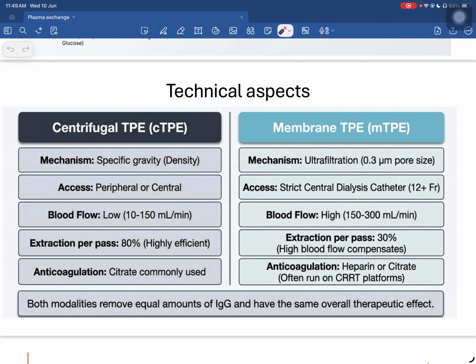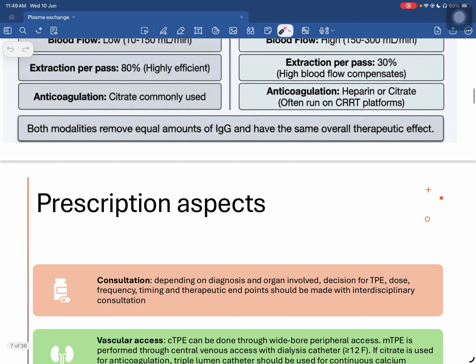Another thing that has to be kept in mind is the per pass extraction in case of membrane TPE is lesser. That is, it is 30%. So if you look at it in that way, it has lesser efficiency, but at the end of the day there is a higher blood flow, so this eventually gets compensated. And for anticoagulation we use either heparin or citrate. So like I said, both modalities remove equal amounts of IgG and have the same overall therapeutic effect.